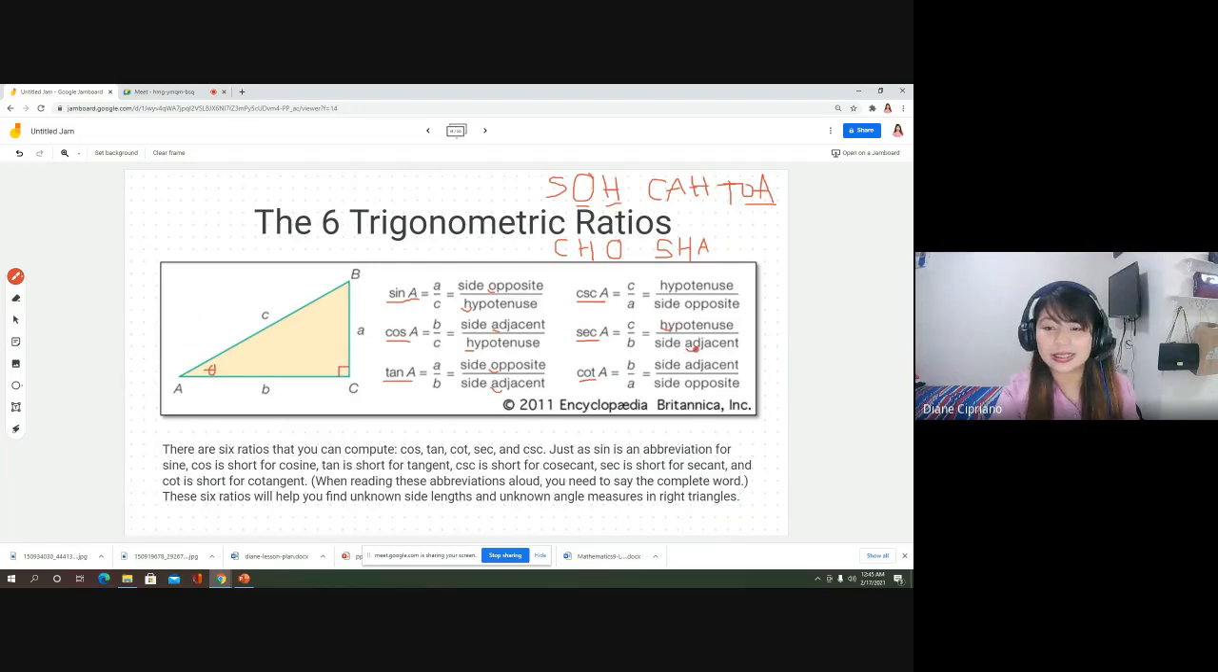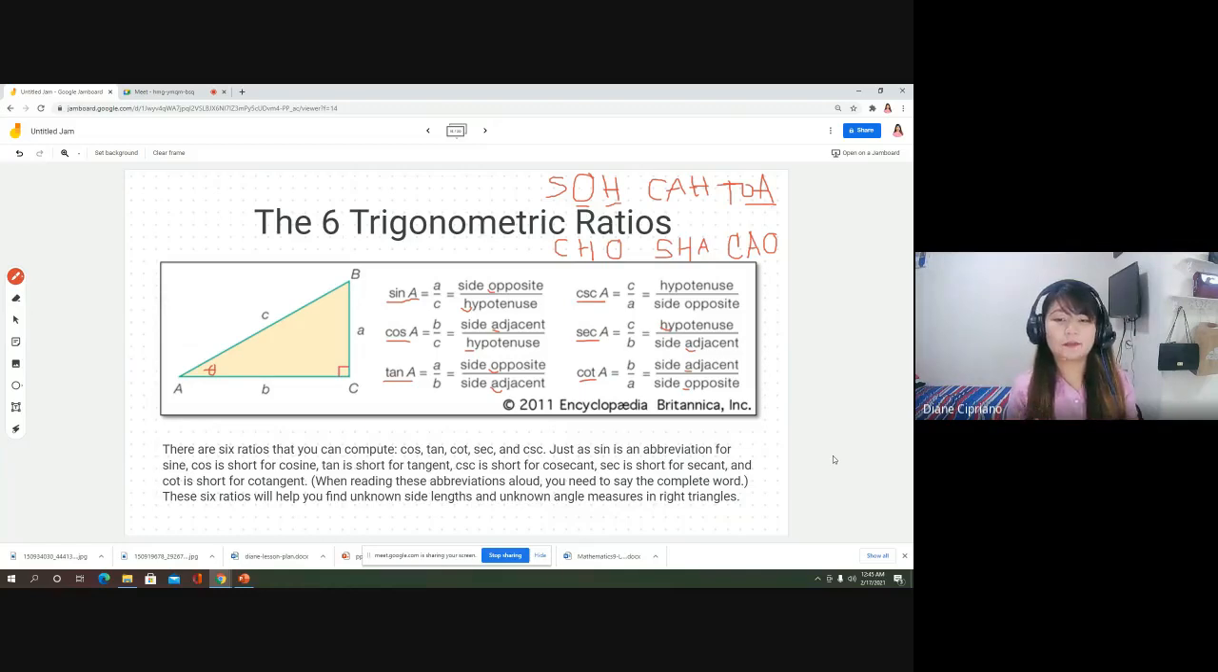So as easy as that. And for the cotangent, it is adjacent over opposite. Cotangent, adjacent over opposite. So that's how you can easily remember the 6 trigonometric functions. There are 6 ratios that you can compute: sine, cosine, tangent, cotangent, secant, and cosecant.